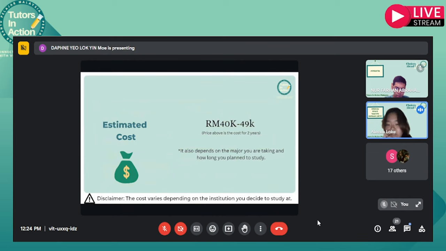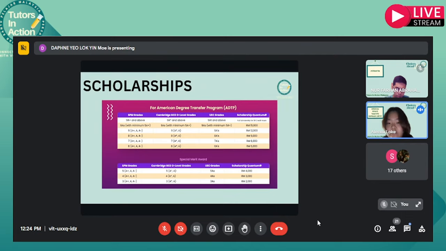In Sunway, for the ADTP, there are 2 scholarships. For the first one, I think it's called the Jeffrey Cheah Scholarship, and the second one is a Special Merit Award, and you can redeem the scholarship according to your result of SPM or IGCSE. And if you get 9 and above or A's, you can get a full scholarship for a year because 30 credit hours is a year.